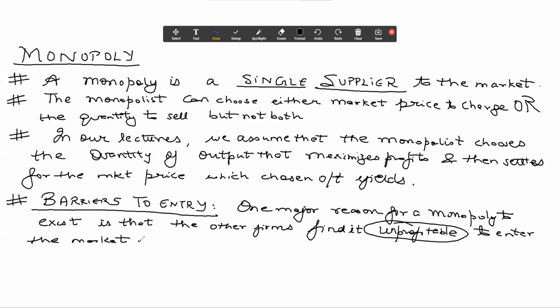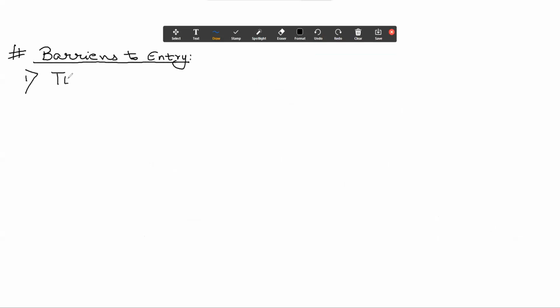Within barriers to entry, there are two kinds of barriers. Let's discuss them. One is called technical barriers. Now, what is a technical barrier?